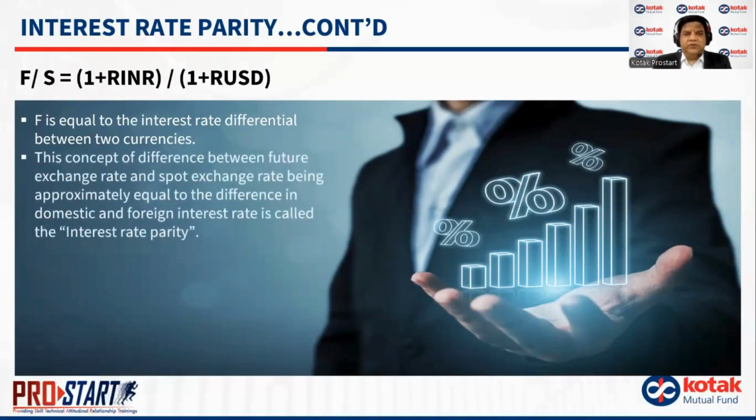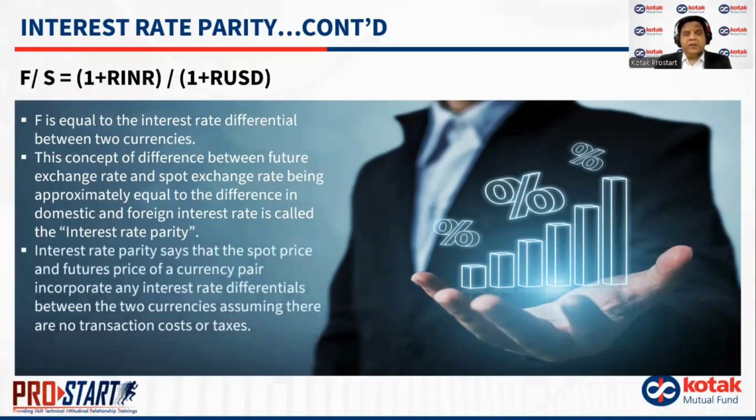This concept, where the difference between the futures exchange rate and the spot exchange rate is approximately equal to the difference in the domestic and foreign interest rates, is called interest rate parity. Interest rate parity says that the spot price and the futures price of a currency pair incorporate any interest rate differentials between the two currencies. Assume there is no transaction cost or taxes.